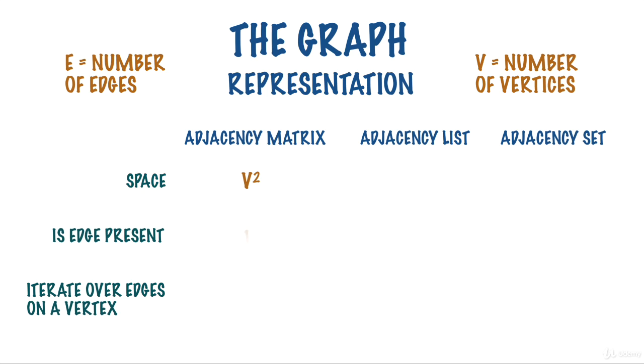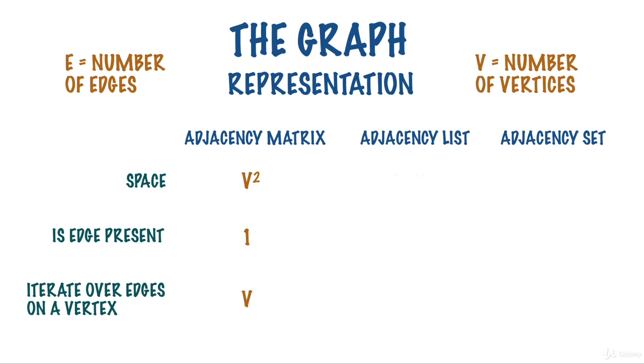Now, to check whether an edge is present is very, very fast. It takes constant time, order of 1, to check whether an edge is present from vertex V1 to vertex V2. It's a simple lookup into the adjacency matrix. Again, very straightforward.